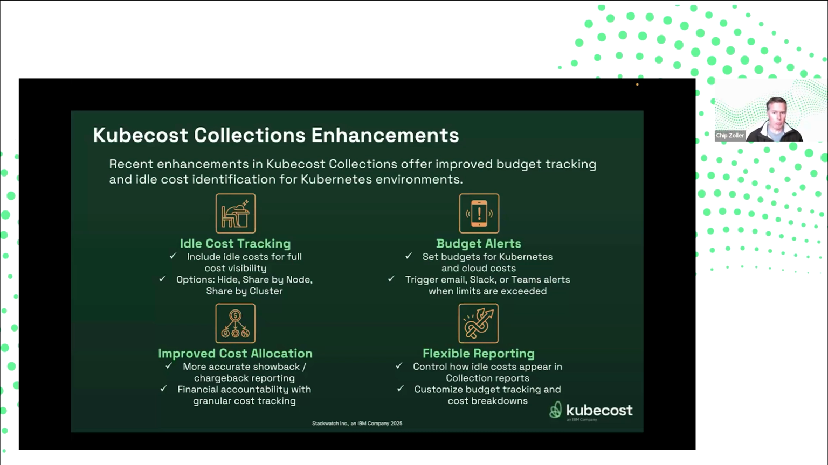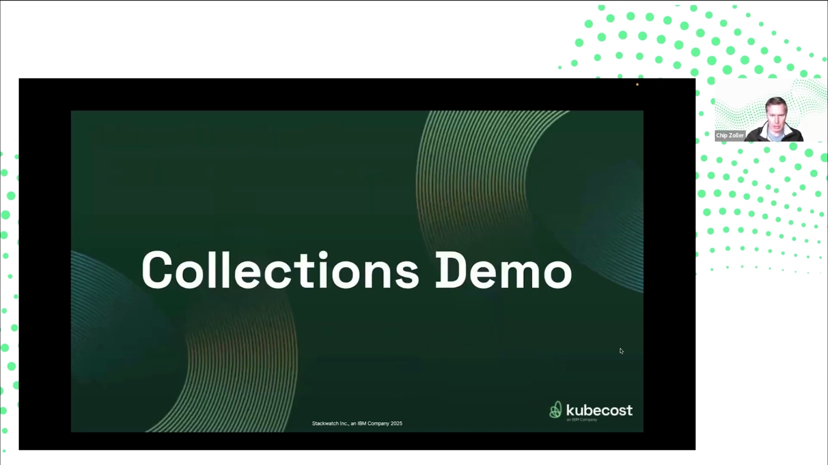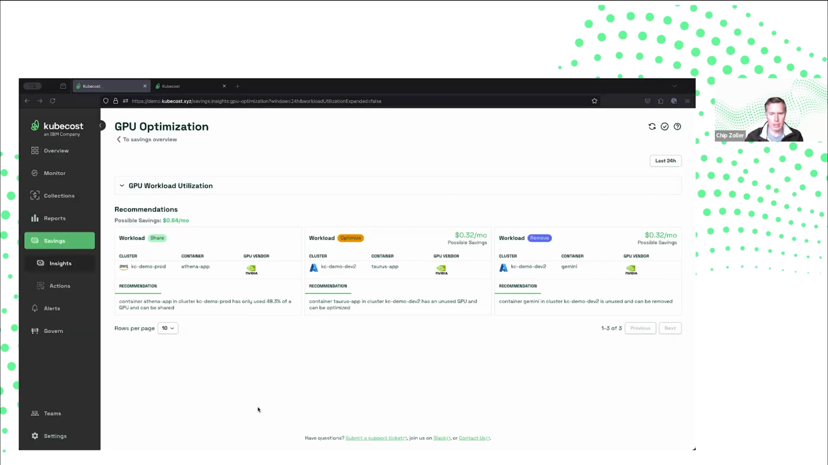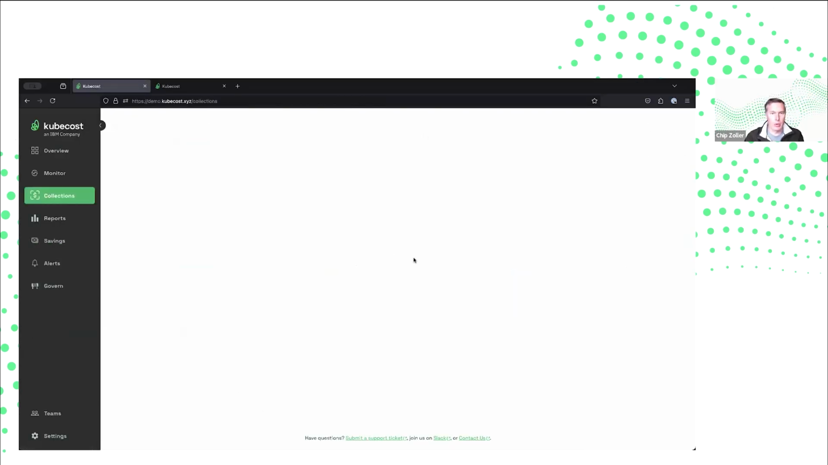Improved cost allocation and reporting. Kubecost already had these types of things, but we've taken this a step further again by wrapping it around collections and being able to report on those. And so without further ado, let's get into what that looks like as far as collections is concerned. So let me flip back over here and go into our collections page.